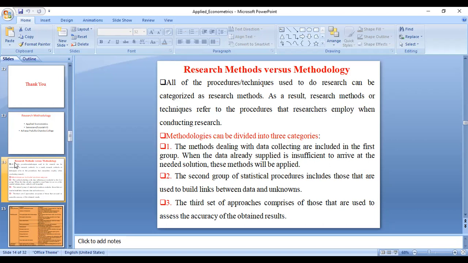One, the methods dealing with data collecting are included in the first group. When the data already supplied is insufficient to arrive at the needed solution, these methods will be applied. The second group of statistical procedures includes those that are used to build links between data and unknowns. The third set of approaches comprises those that are used to assess the accuracy of the obtained results.